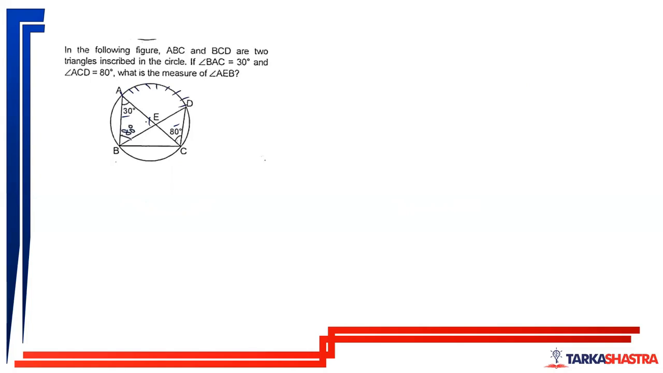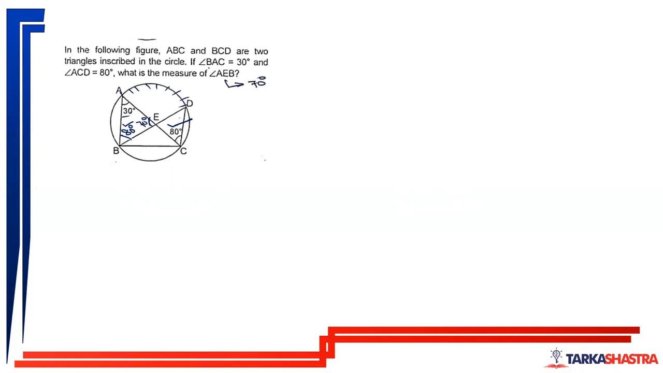So, the property is that an arc makes equal angles on the remaining part of the circle. If this arc is making 80 degrees here, it will make 80 degrees here as well. So, this is 30 degrees, 80 degrees. Total is 110 degrees. So, this should be 70 degrees because the sum of the angles of the triangle should be 180 degrees. So, AEB is 70 degrees.